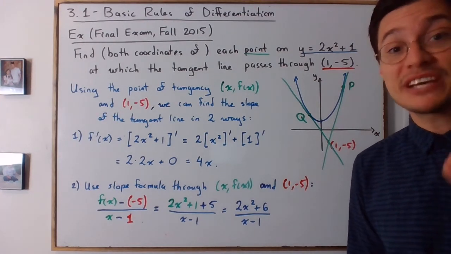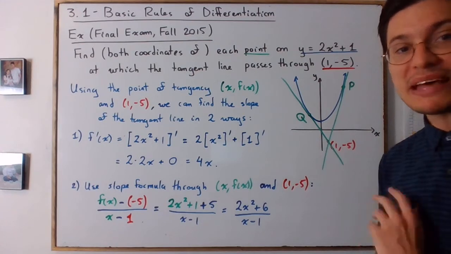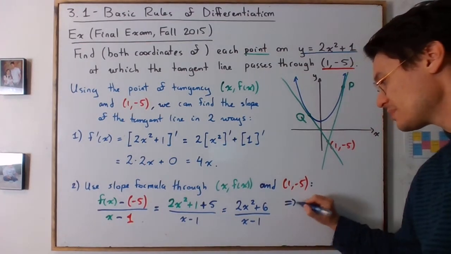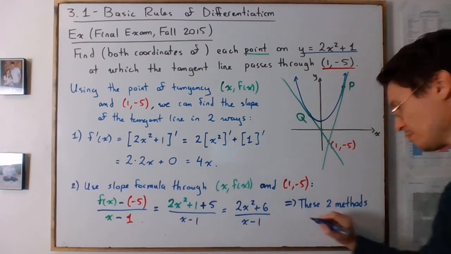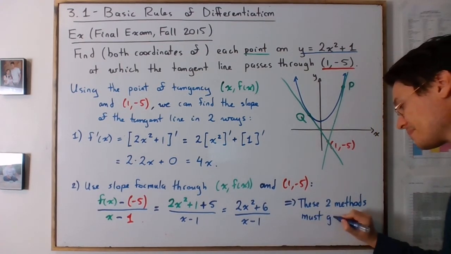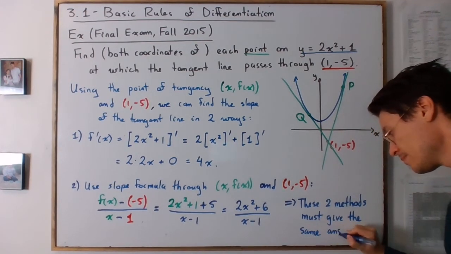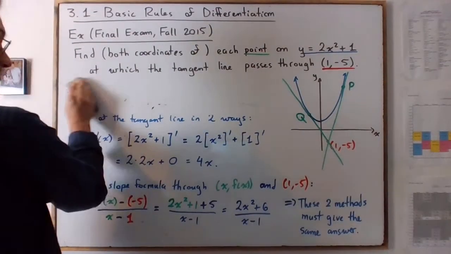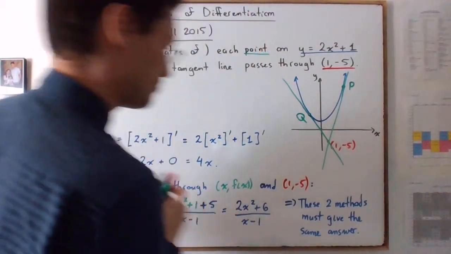Okay, now here's the key. In order for the tangent line to pass through the point, these two methods need to give you the same answer. So let's put it this way: these two methods must give the same answer. What does it mean? It means that you can set them equal to each other. So I'm going to erase this paragraph here, and we're going to continue.